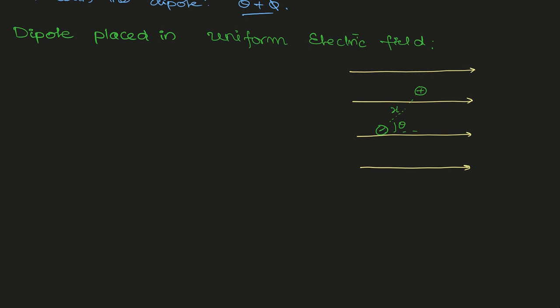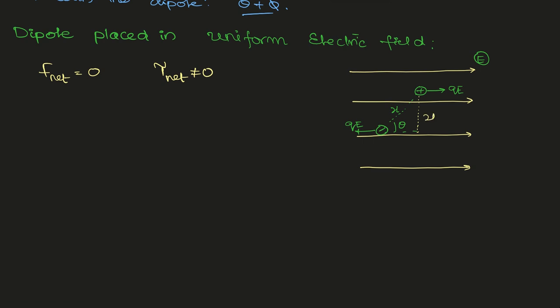Positive charge always experiences a force in the direction of the field. The field strength is E. That force will be QE in the direction of the field, and this force will be QE in a direction opposite to the field. So the net force acting on the dipole in a uniform electric field will be 0, because two equal forces act in opposite directions, but they are not acting at the same point, so the net torque is not equal to 0. We have to find that torque.